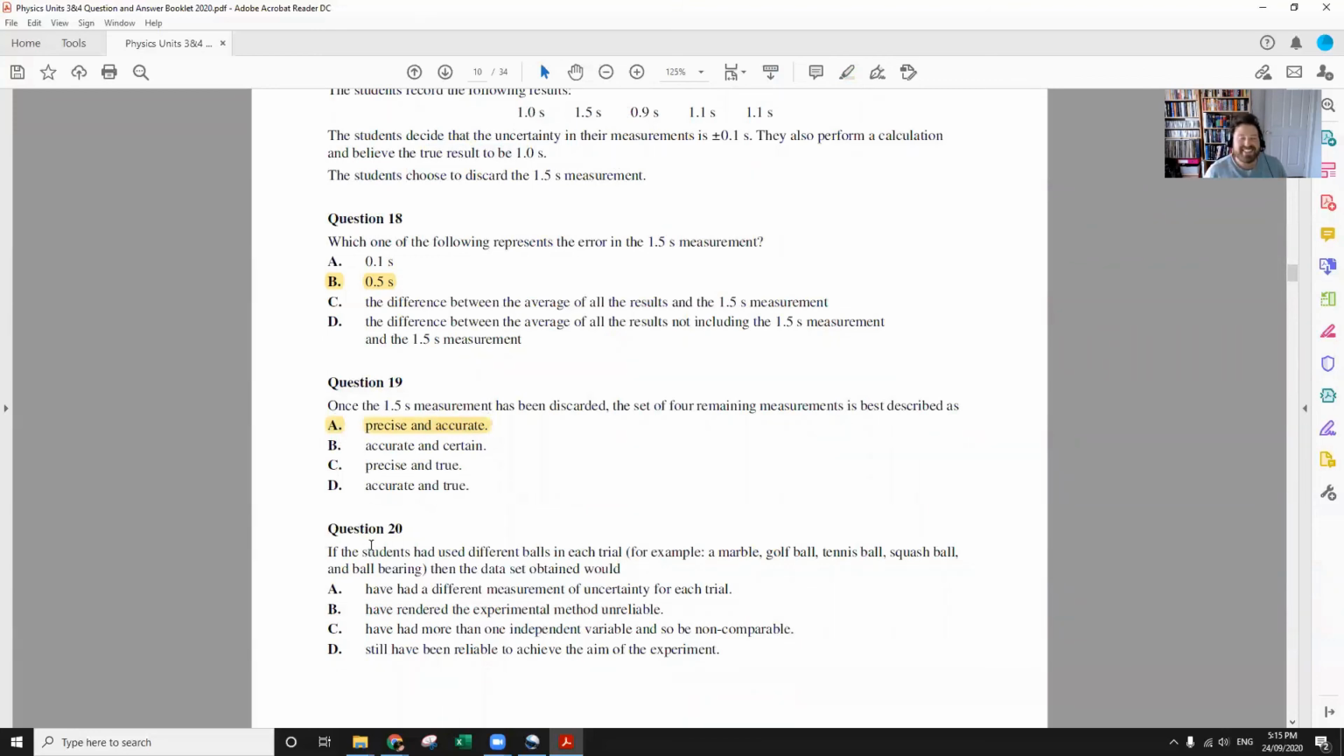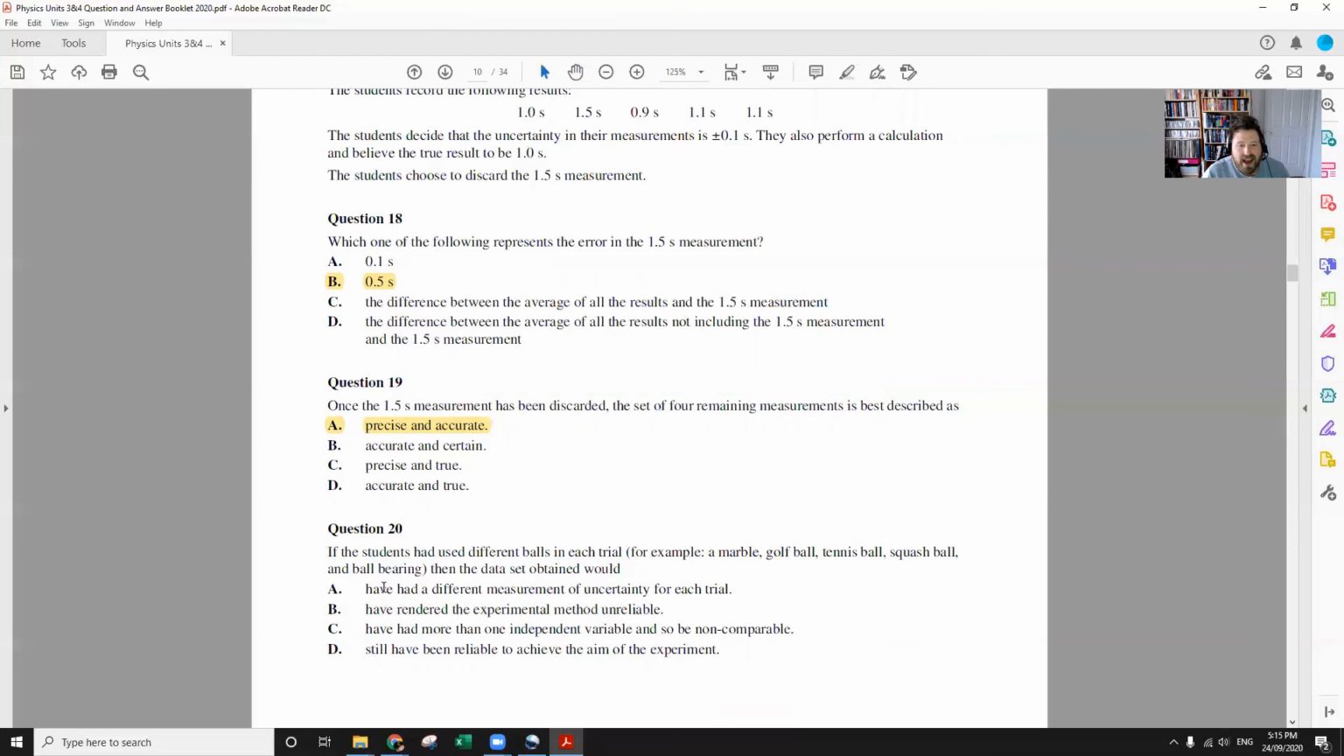The last 4 questions in multiple choice are all terrible. If the students had used different balls in each trial, for example, a marble, golf ball, tennis ball, squash ball, and ball bearing. Now, when I first read this question, I thought they meant they repeated the experiment with 5 different balls. But actually they mean they used a marble for one of the drops, and then a golf ball for a different drop, and then a tennis ball for a different one, squash ball. So these 5 results here come from 5 different balls.